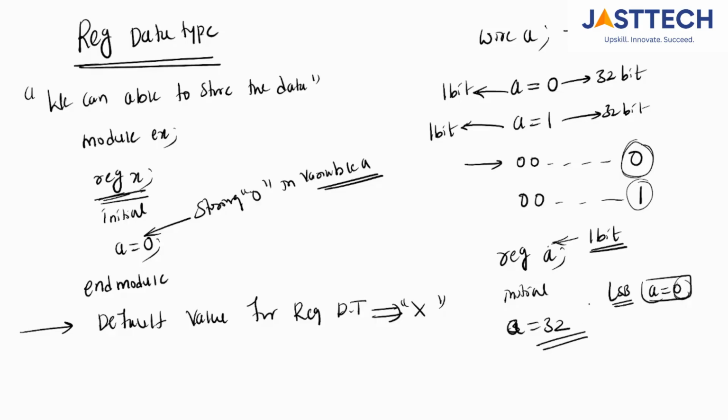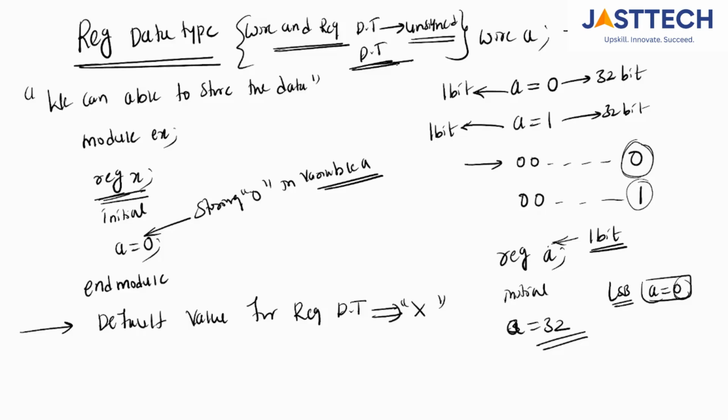And one more point: wire and reg data types are unsigned data types. Unsigned means that if you give negative numbers, they will be stored in terms of positive only. So these are unsigned data types. Is it fine? Any doubts or queries? Shall I move forward? Yeah, you can move forward.